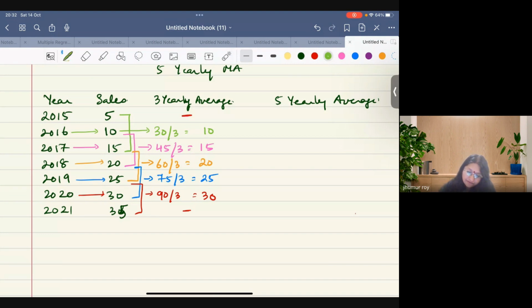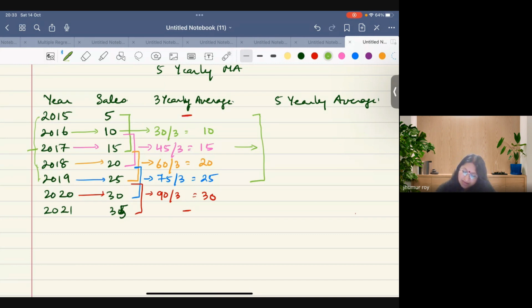Now, when we are taking a 5 yearly average, we will do the same thing, that we'll take the first 5 values. So it is 2015, 2016, 2017, 2018, 2019. Now tell me, what is the value? Again, what do we take? We take the centered value. Now in this case, what is the centered value? This one, because we are taking 2015 to 19. So the centered value will be against 2017.